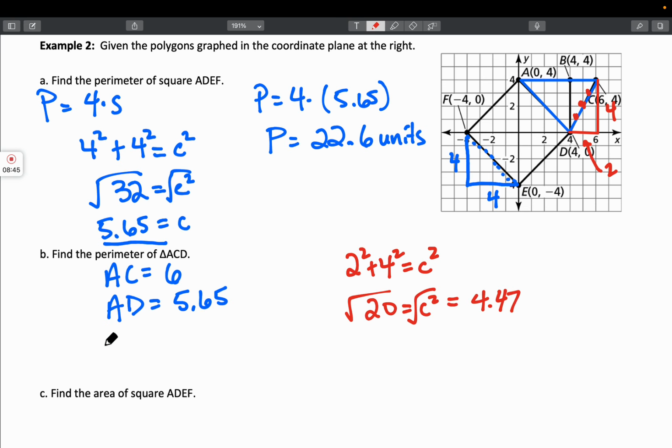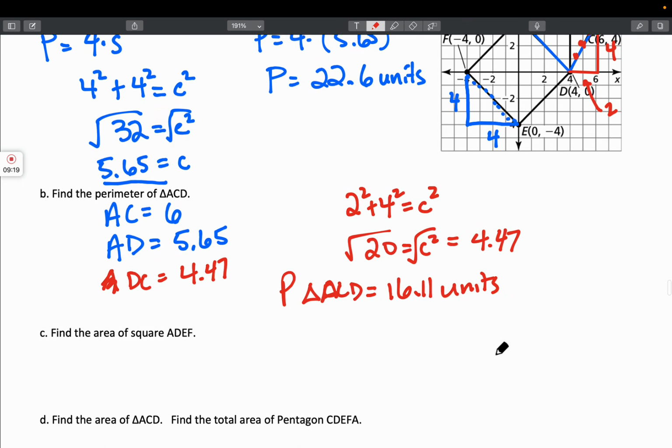All right, so here is my segment, DC, 4.47. To find the perimeter, we're going to add up all of those. So we'll let the calculator do the work here. And that's going to give us a total of 16.1. So we'll say the perimeter of triangle ACD is equal to 16.11. All right, and that's in units as well. All right, let's keep moving on here.